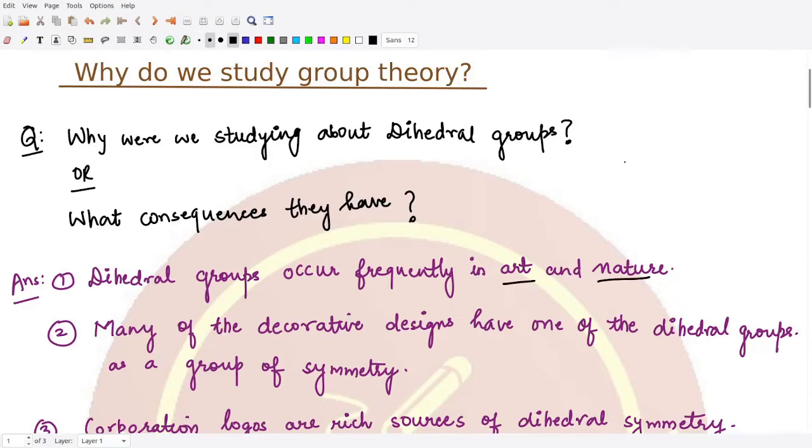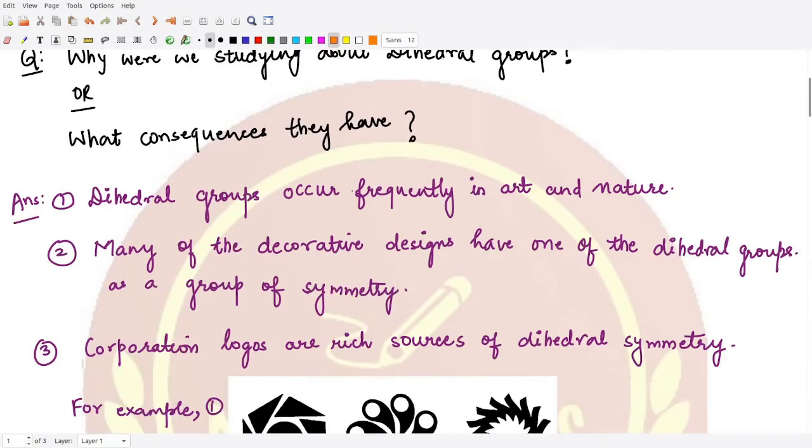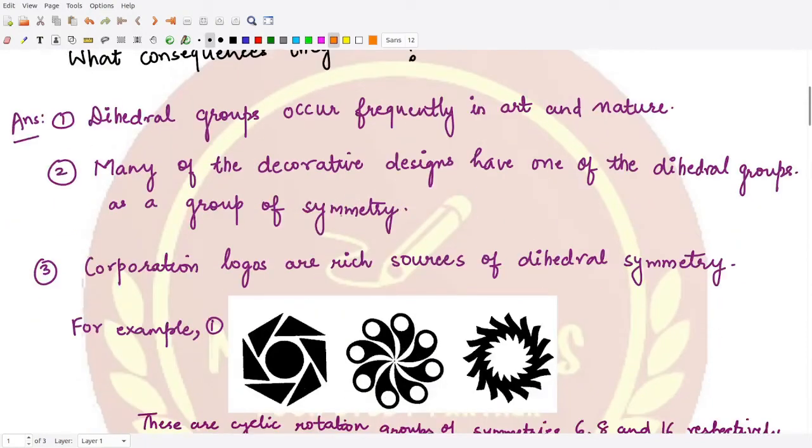Many artists and designers choose designs which are symmetrical in nature, and moreover many of the decorative designs have one of the dihedral groups as a group of symmetry, right? So that is another thing. Moreover, many corporate logos are rich sources of dihedral symmetry. For example, you can see this logo here.